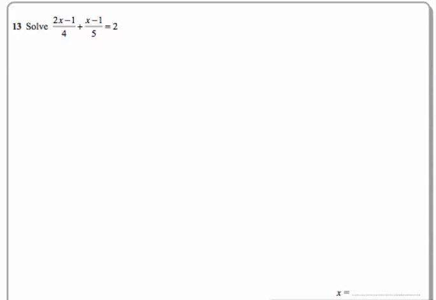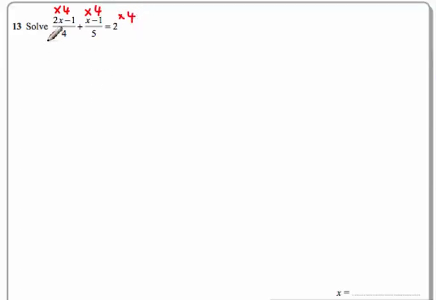Next one. Ooh, right, so we've got some algebraic fractions here, haven't we? Now, the way I always think of these is that we don't like things on the bottom. We don't like working with fractions, so let's get rid of these two. So I'm going to multiply everything by 4 to start with. I'm going to multiply this one by 4, this term here by 4, and this by 4 as well.